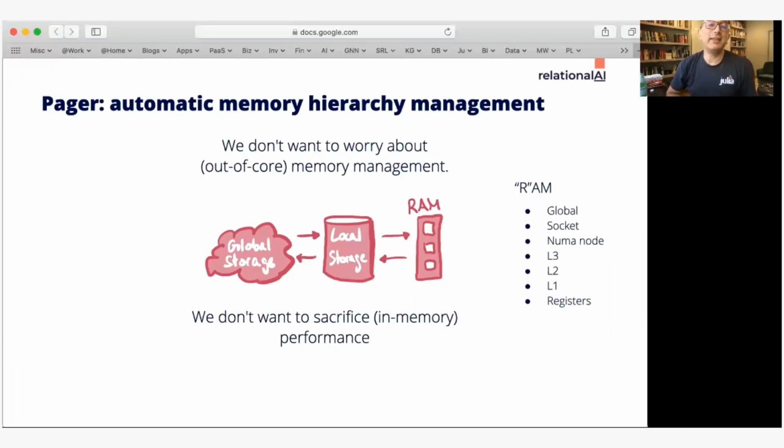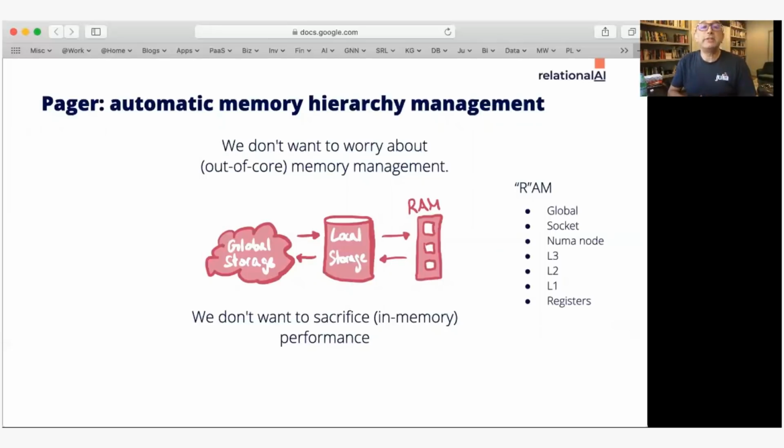Unfortunately, historically, pagers have been implemented at a high cost in terms of query performance, and that high cost exists even if the data fits in memory. And that led to the creation of in-memory databases that don't have pagers and just basically load all the data into memory.